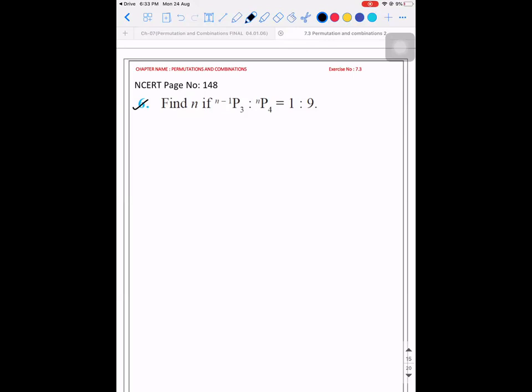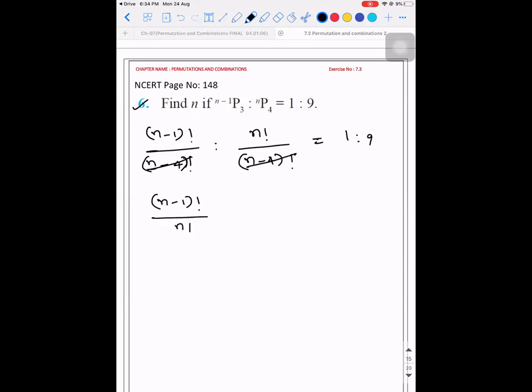So what is the answer? How to solve? (n minus 1) factorial divided by (n minus 4) factorial is to n factorial divided by (n minus 4) factorial is equal to 1 is to 9. It's simple, right? (n minus 4) factorial is gone. So (n minus 1) factorial divided by n factorial is equal to 1 divided by 9, ratio and proportion.